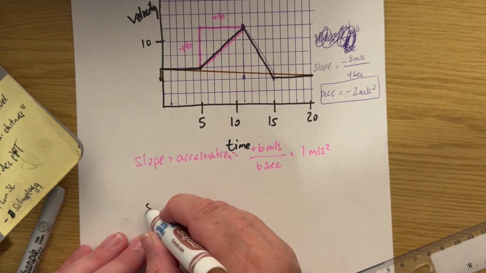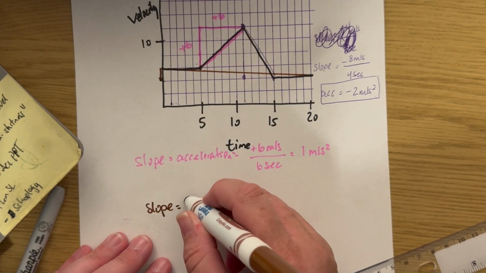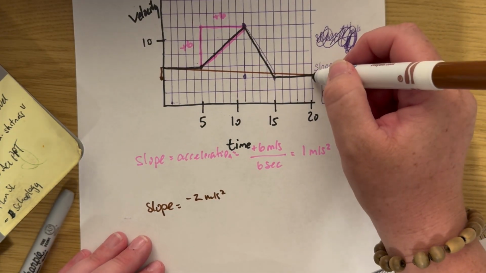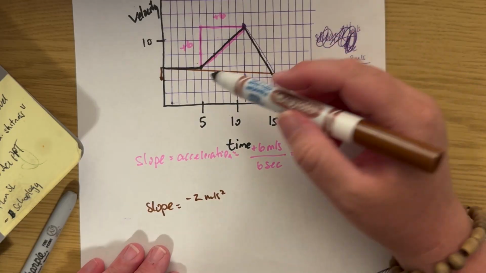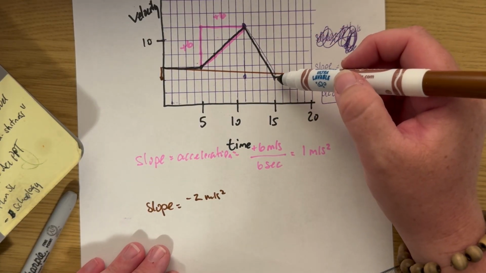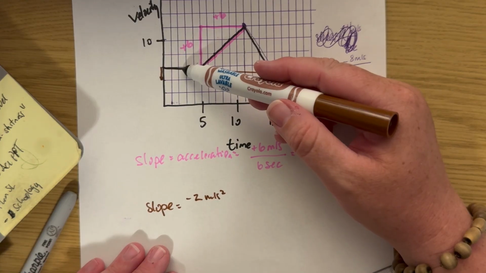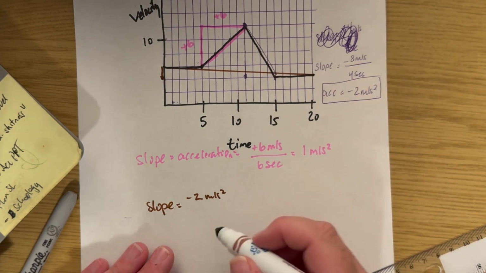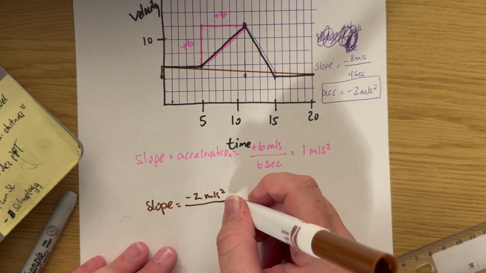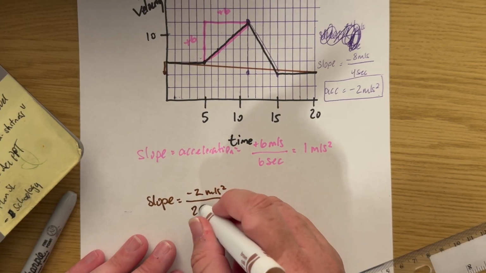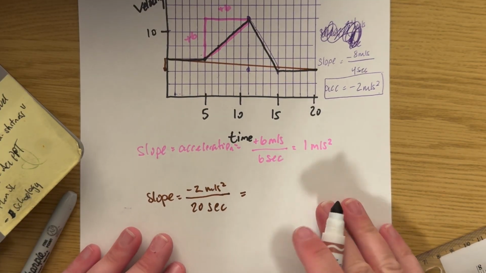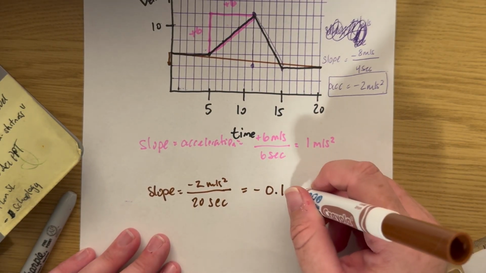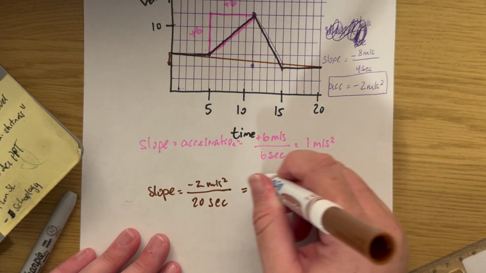So our slope equals negative 2 meters per second squared. At the end, it's going 2 meters per second less than it was at the beginning. It went up a little bit, it went down a little bit more, but from start to finish, it was going at 6 meters per second to start, and it ended at 4 meters per second. So it is a rise of negative 2, and then a run of 20 seconds. So negative 2 divided by 20 gives us negative 0.1 meters per second squared.